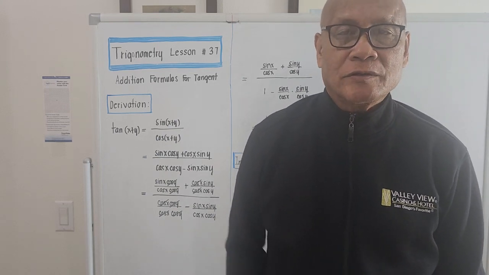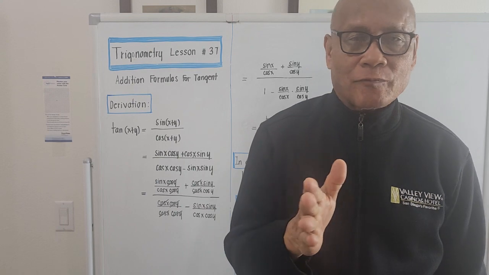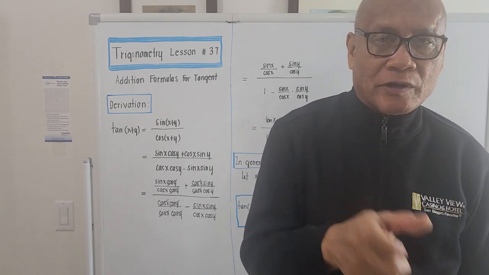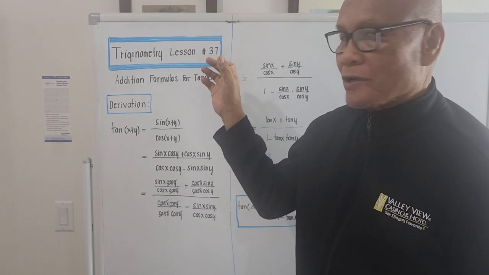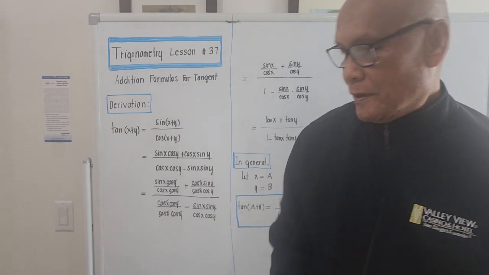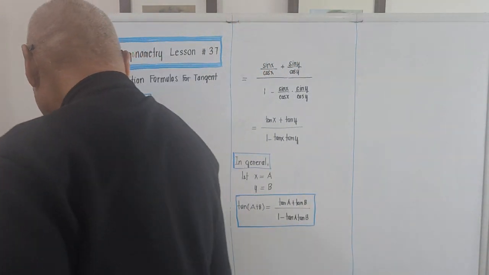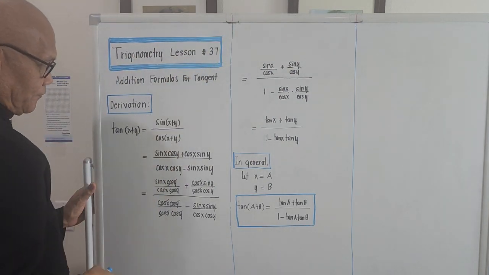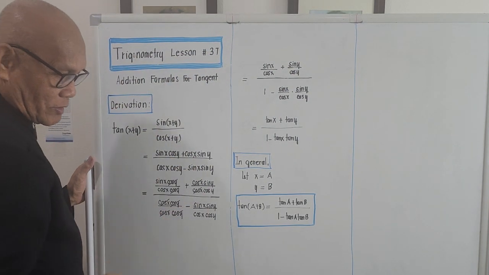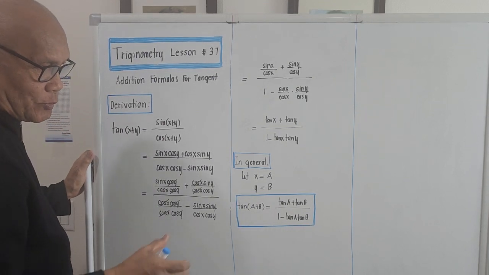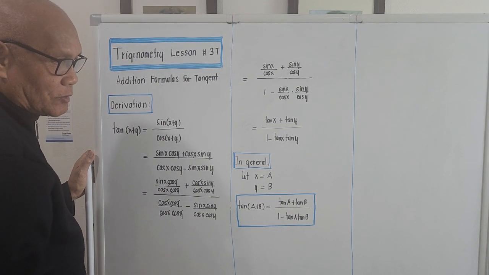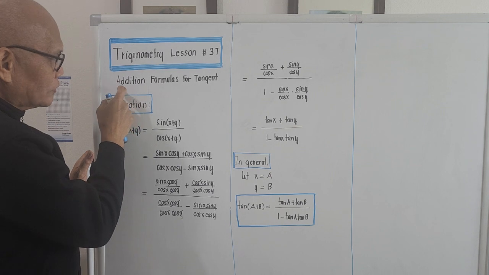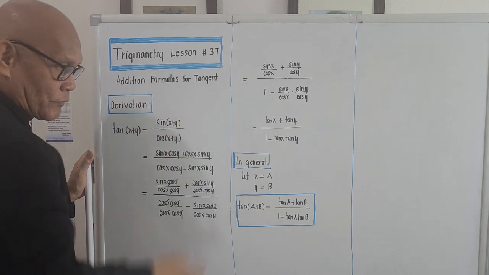My topic for this morning will be still trigonometry, a continuation of my long video format discussion. For those of you who are following my channel under the topic trigonometry, we are now on lesson number 37. Okay, let's proceed. The subject matter for this morning is trigonometry, lesson number 37. It's another topic which is very important under the study of trigonometry. This is the so-called addition formulas for tangent.